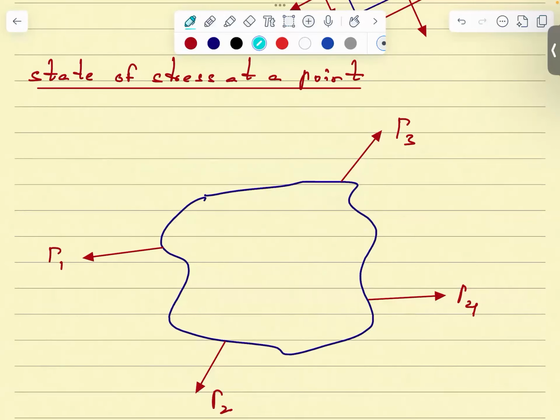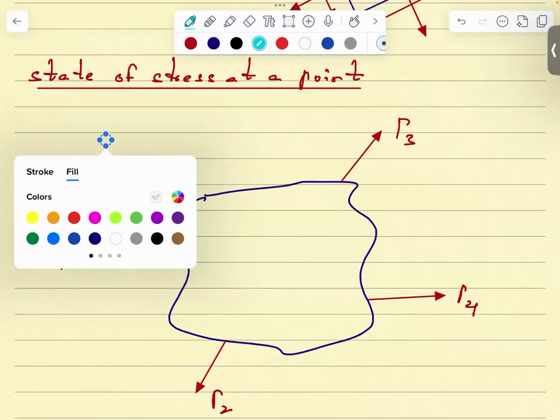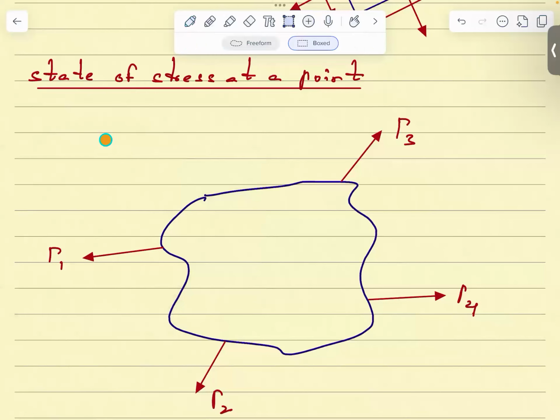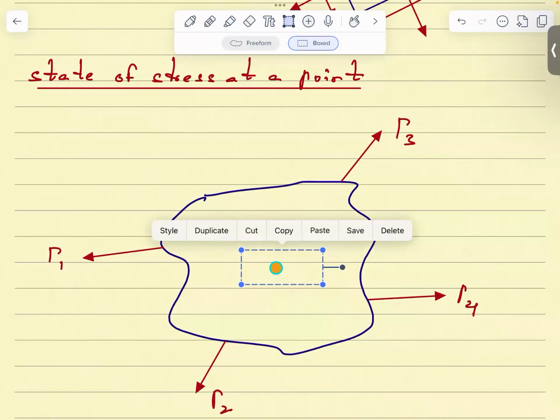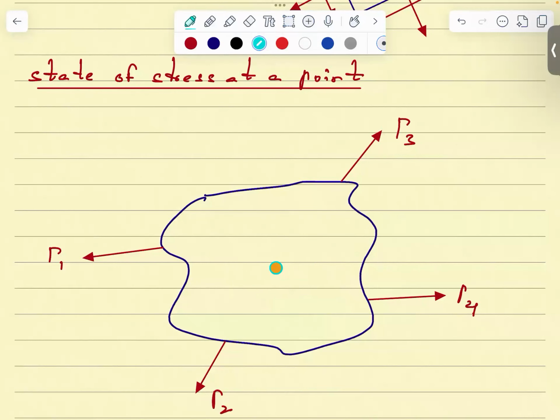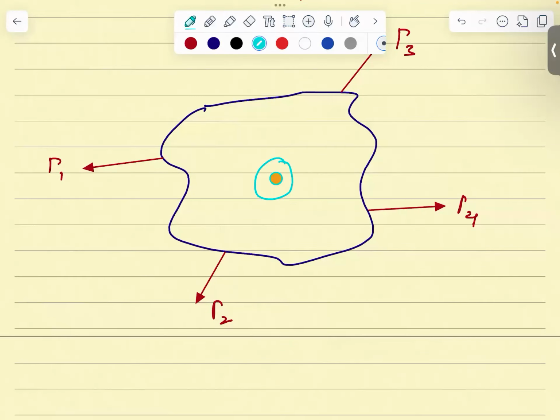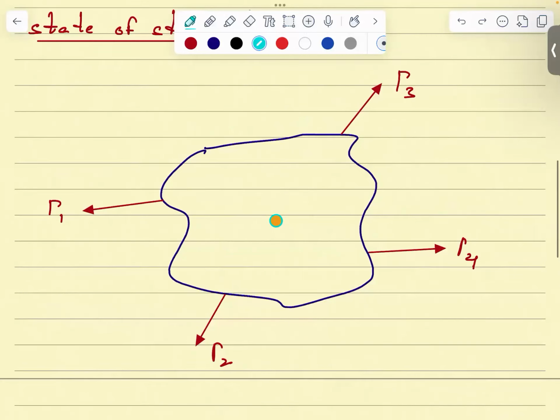So if I take some point inside the body, let's say somewhere around here, tell me how many planes can pass through this point, guys. How many planes can pass through that point? I hope you know what a plane is.